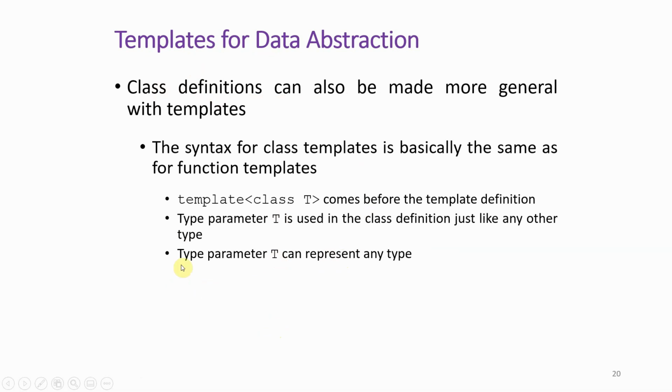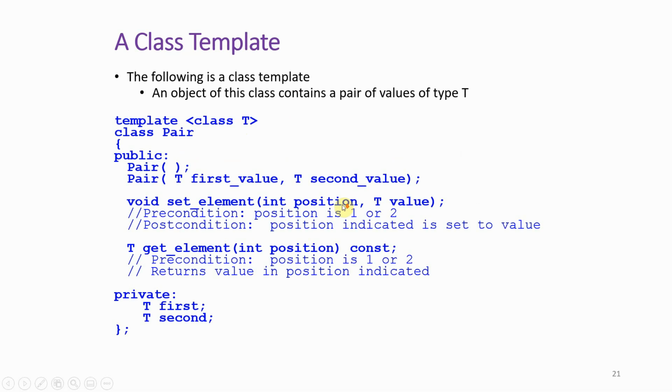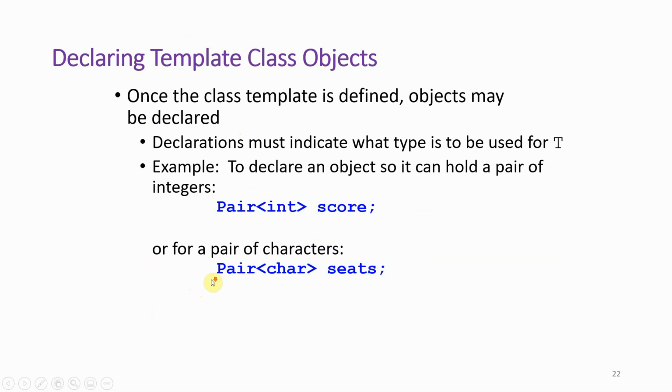Class definition. Here we talked about functions. Now I want to reiterate that class definitions can also be made more general with templates. The syntax is very similar, so you just have to use this prefix before the class declaration. This shows a class called pair, and we made this a template class. T is the type name, the parameter type that is going to be determined when we instantiate an object of this class.